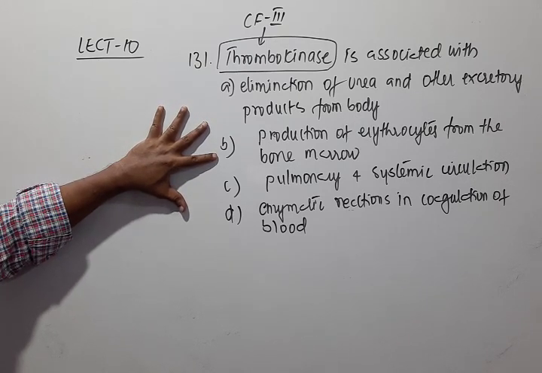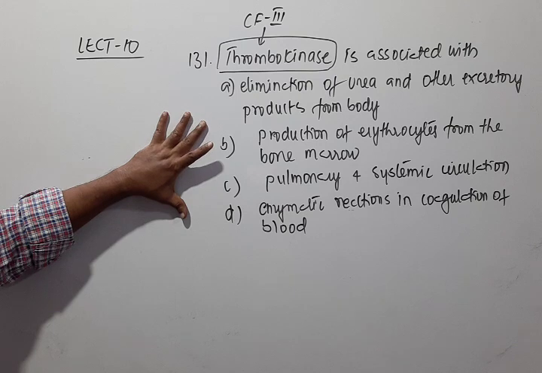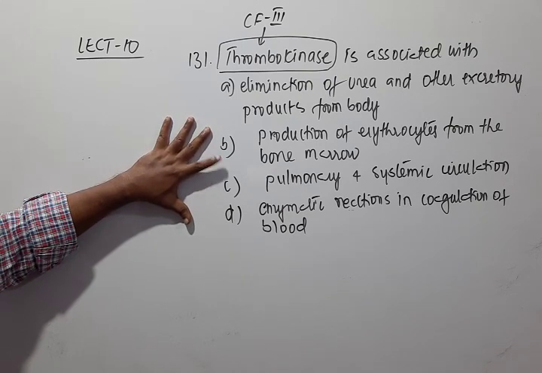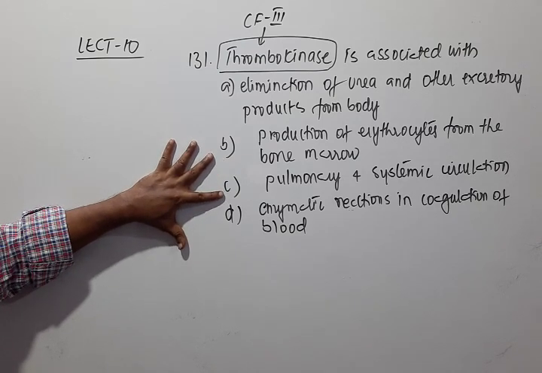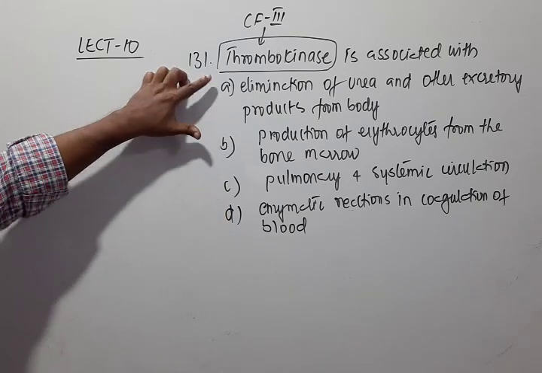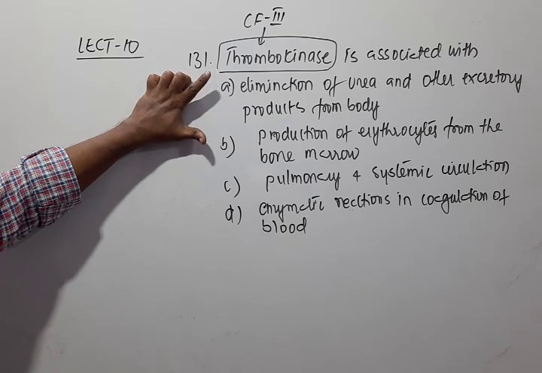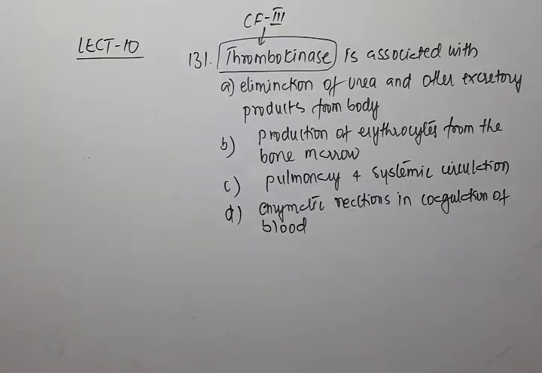Then production of erythrocytes from the bone marrow is a process we call erythropoiesis. The thrombokinase doesn't play any role in this production of erythrocytes. Then pulmonary and systemic circulations are part of double circulation. And this thrombokinase, as we know, is a clotting factor which plays an important role in coagulation of blood, through enzymatic reactions. So it is an enzyme that is very much necessary in coagulation of blood. So the answer is D.